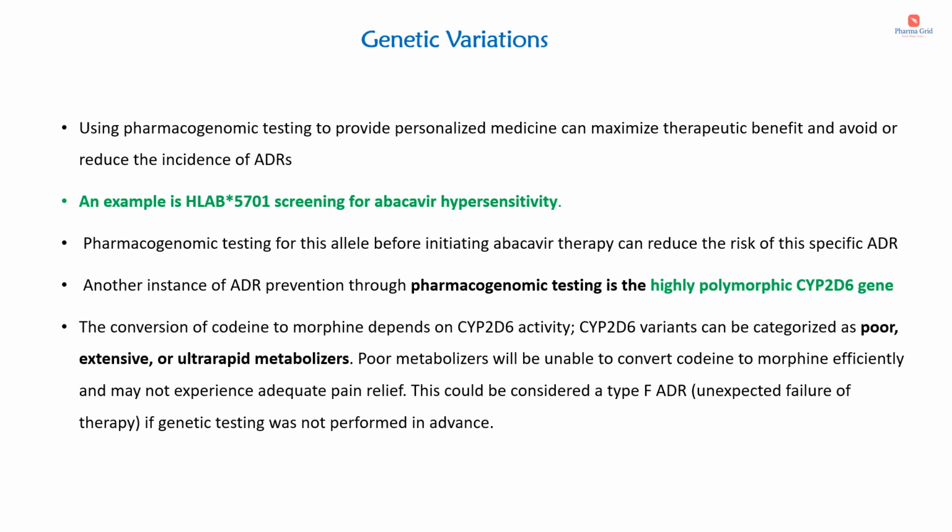Another instance of ADR prevention through pharmacogenomic testing is the highly polymorphic CYP2D6 gene. The conversion of codeine to morphine depends on CYP2D6 activity. CYP2D6 variants can be categorized as poor, extensive or ultra-rapid metabolizers. Poor metabolizers will be unable to convert codeine to morphine efficiently and may not experience adequate pain relief. This could be considered a type F ADR, that is due to the unexpected failure of therapy if genetic testing was not performed in advance.